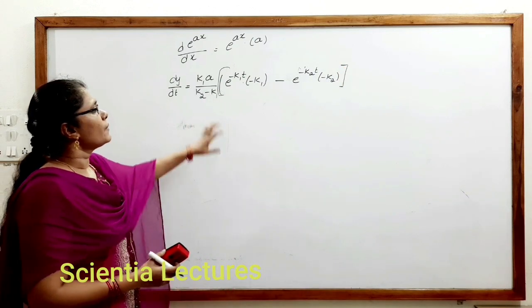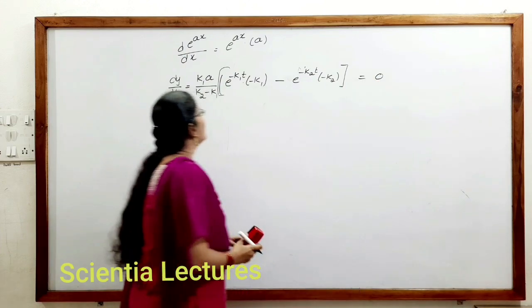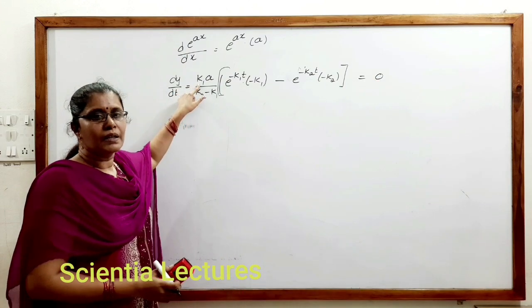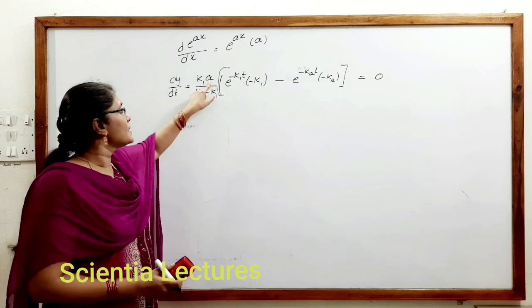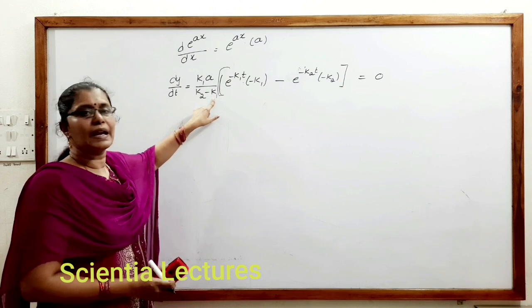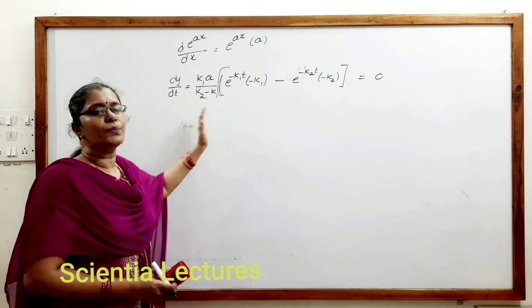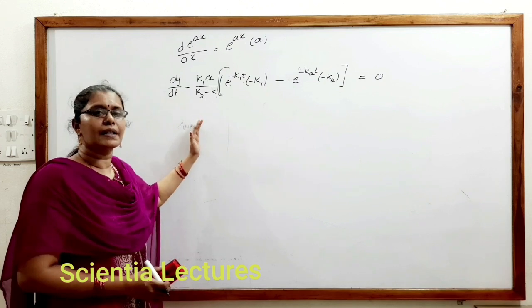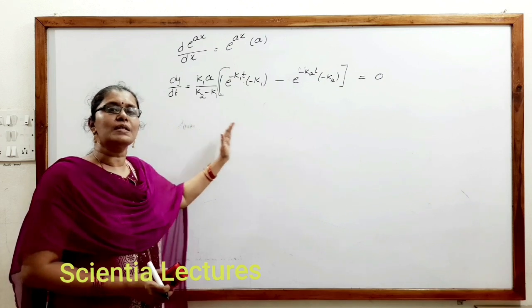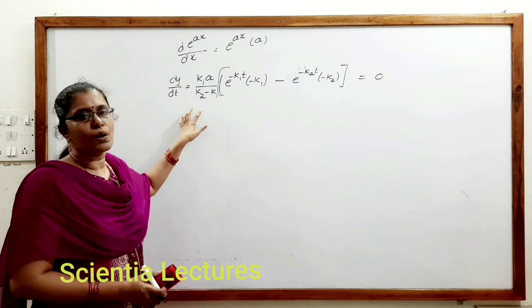This dy by dt must be equal to 0 in the sense that here k1 is a constant and it could not be 0. a is a constant, it could not be 0. k2 minus k1 could not be equal to 0, because the A to B rate is indicated by k1 and the B to C rate is indicated by k2. So k2 minus k1 also could not be 0.